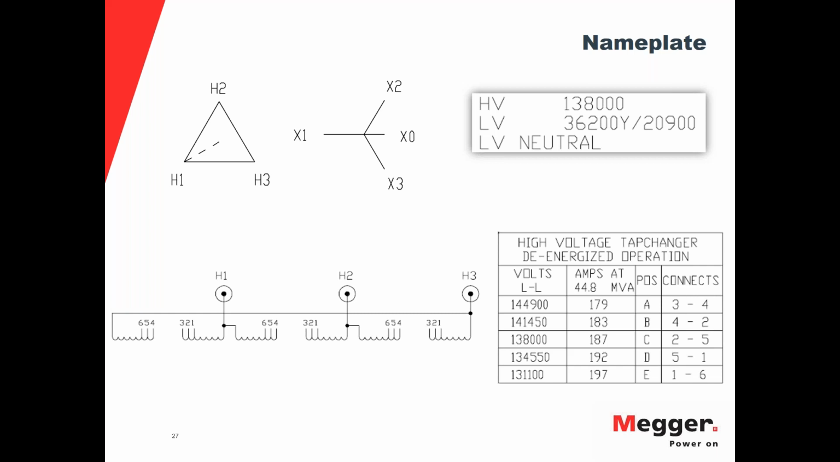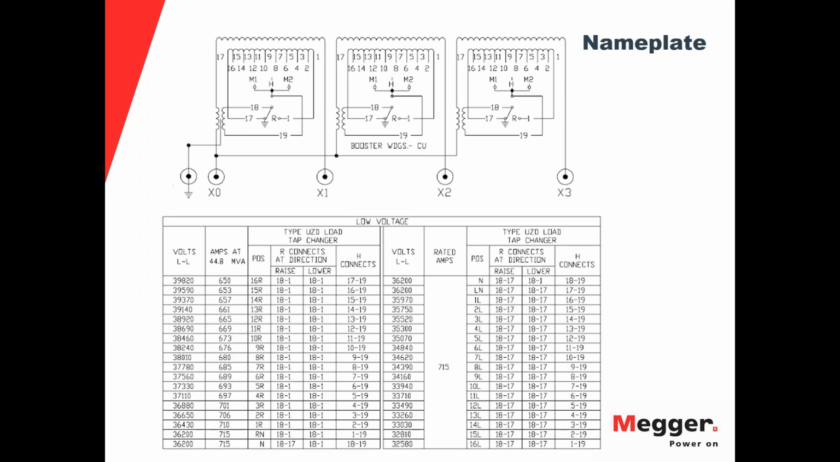which is pretty basic in North America to have the high voltage tap changer or to have the DETC on the high voltage side and the OLTC or LTC on the low voltage side. But here we can see our 5 different positions. And here we can see the OLTC or LTC tap positions, as well as all the different voltages.